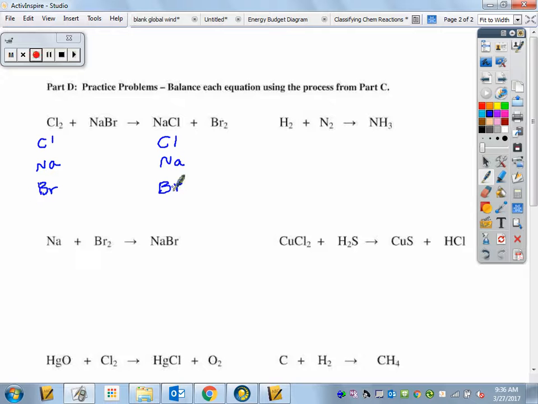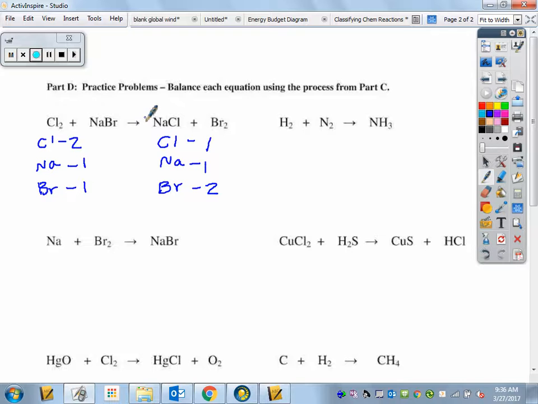If I put in a Br here and an Na here, visually I'm not going to be able to compare them that well. So on my reactant side it says I'm starting with 2 chlorines, 1 sodium, 1 bromine. Over here I'm starting with 1 chlorine, see it's Cl, 1 Na, and 2 bromines. Alright, so it looks like I need to balance my chlorine and I need to balance my bromine. Okay, so I'm going to start with my chlorine.